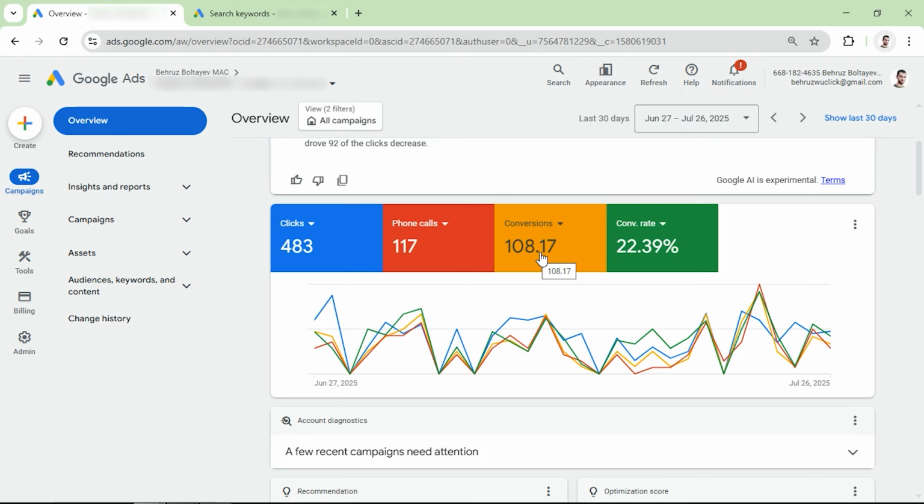But these conversion numbers mainly focus on getting as many phone calls as possible, and a very small percentage may be form submissions, which is not our main goal here. And you can see other metrics, for example, a conversion rate of 22%. I'm going to show you examples as well of how we can reduce wasted ad spend.